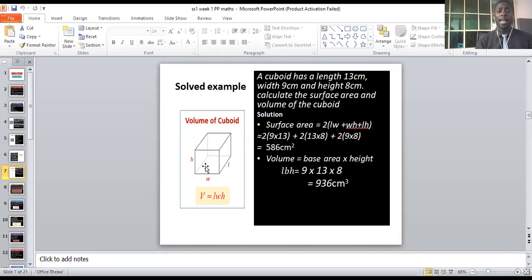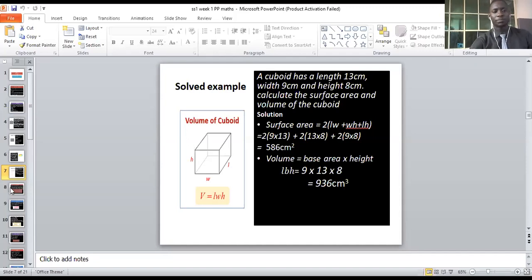And if you have to calculate the volume, which is given as length times breadth times height. I told you the width is also the breadth. You can represent it as the breadth. It's LBH. So you have 9 times 13 times 8. You insert the values of the length, breadth, and height, and it will give 936 centimeters cubed. The unit of a volume is centimeter cubed, as discussed earlier.